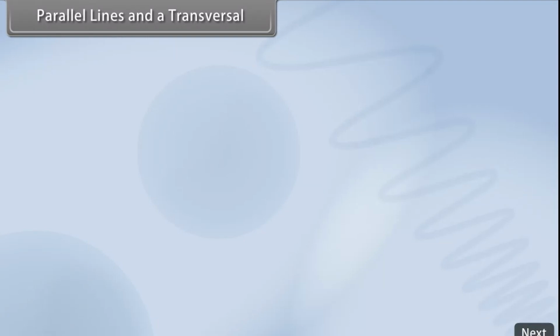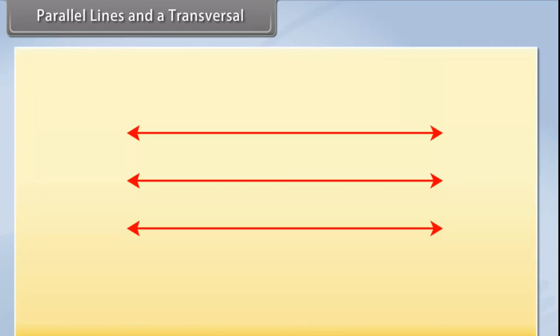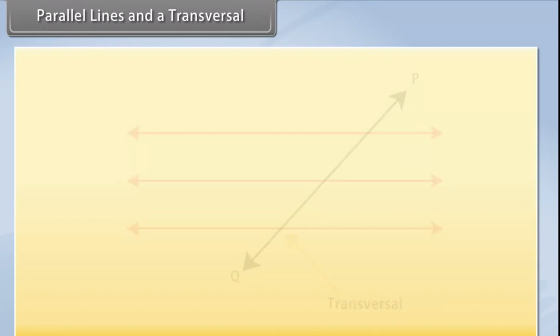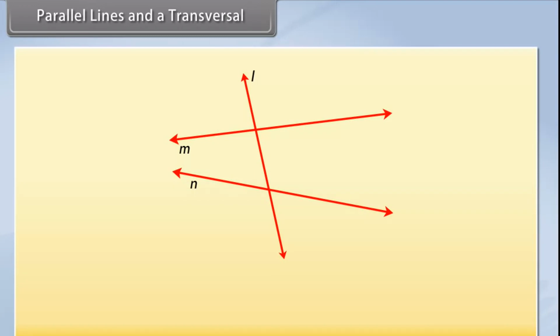Parallel lines and a transversal. Friends, we have studied that a line which intersects two or more lines at distinct points is called a transversal. Look at this figure. Here, line L intersects lines M and N at points P and Q respectively. Therefore, line L is a transversal for lines M and N. Observe that 4 angles are formed at each of the points P and Q.